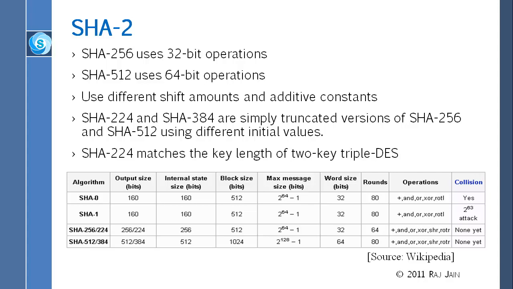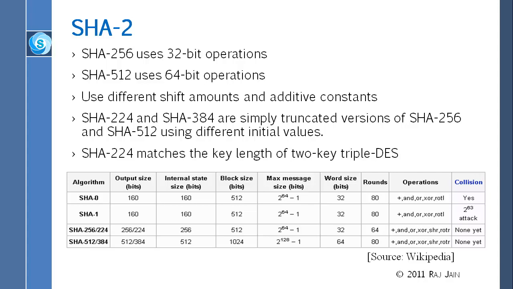But if you have 2-key triple DES, you will have 112. So 224 divided by 2 is 112. So basically it has the same strength as 2-key triple DES. If you remember, triple DES has the EDE sequence, and you just use the same key twice. So you have 2 keys, each of them 56 bits long, and to break DES it requires 2 raised to 112. In the case of SHA, it requires 2 raised to 112 for SHA-224.